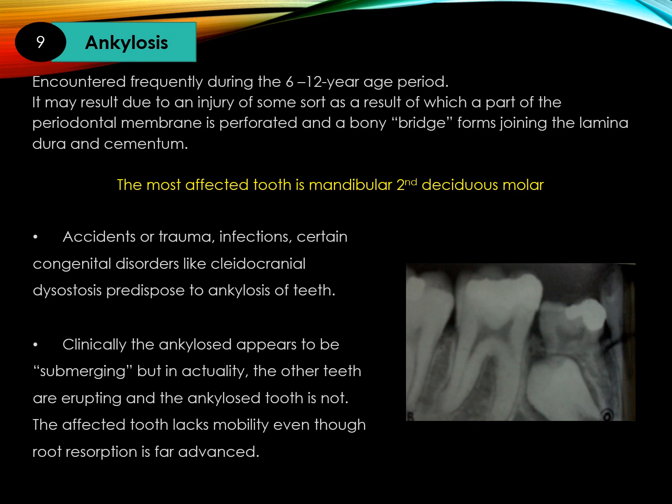And what you need to know clinically is that the ankylosed tooth appears to be submerging, but in actuality the other teeth are erupting and the ankylosed tooth is not. So that's what gives it a submerging appearance. The affected tooth lacks any mobility even though the root resorption is far advanced. So that is again a feature you can identify on the radiograph as you can see here.